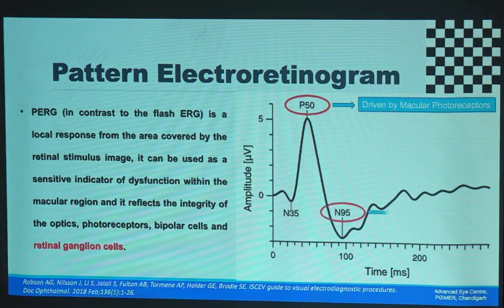your ganglion cells. So if you have your P50 coming and you don't have a N95 coming, you know your ganglion cells are affected. But if you don't have a P50 coming, it means your photoreceptors are not functioning at the posterior pole. The N95 will not come, because you can't have a transmission if you don't have a signal generated from the photoreceptors. So the N95 component of your pattern ERG kind of localizes your disease to the ganglion cells which are there in the papillomacular bundle.